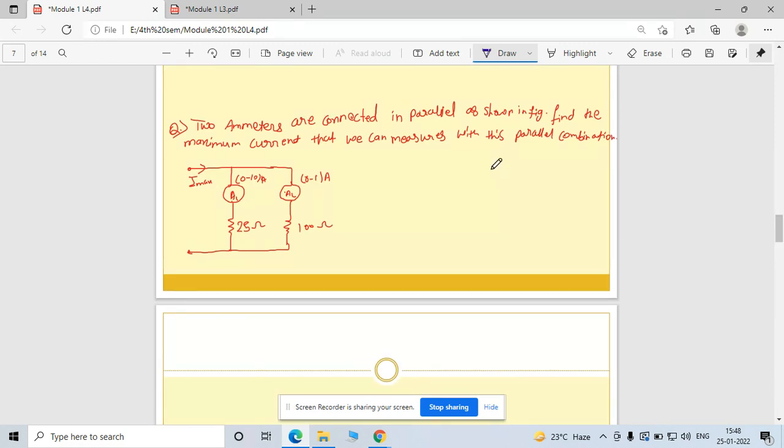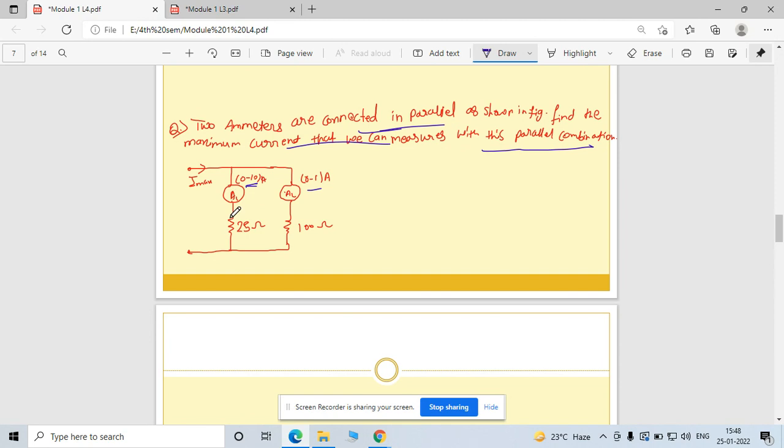If not, then try to answer this question. Come on. Here, two ammeters are connected in parallel. So find out the maximum current that we can measure with this combination. The concept is the same. You are not allowed to let the current flow beyond the specified rating, right? For this meter you are going to measure up to 10 ampere, right? For this meter you are measuring up to 1 ampere.